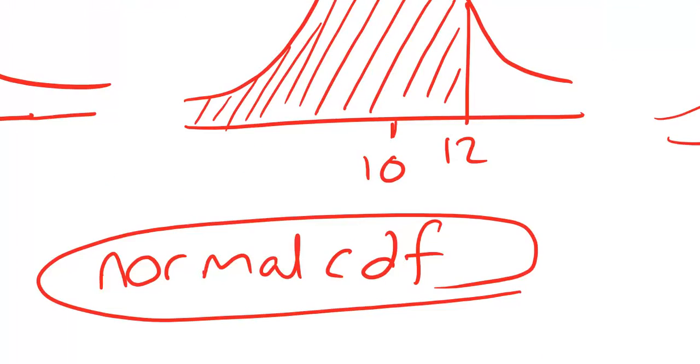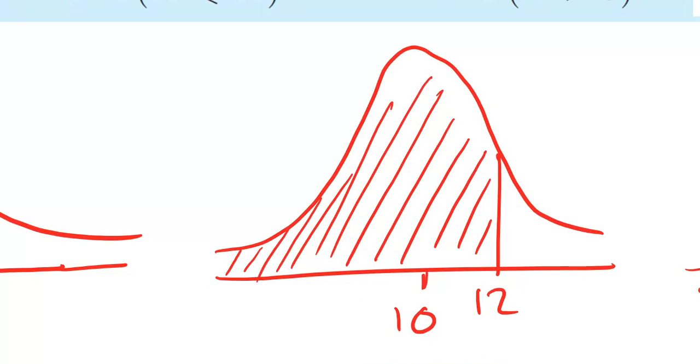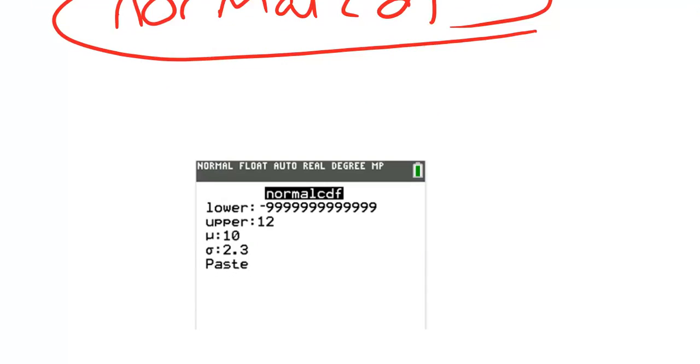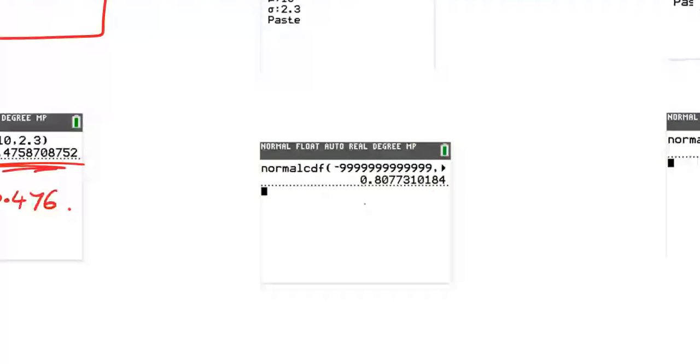Okay, on to B. Let's have a look at what we've got to do for B again. So in part B, we're looking for the probability that we're less than 12. Well, clearly, the upper boundary is 12, right? Okay, but the lower boundary goes on infinitely, all right? This goes on forever. So what I want you to do is put negative 99999, as many nines as you can, into your calculator, and that is going to be accurate enough for us. So there's how we do our lower boundary. Here's our upper boundary. We've got the same mean and standard deviation as usual. So if we press our button, we should end up with our answer 0.808 rounded to 3 significant figures.